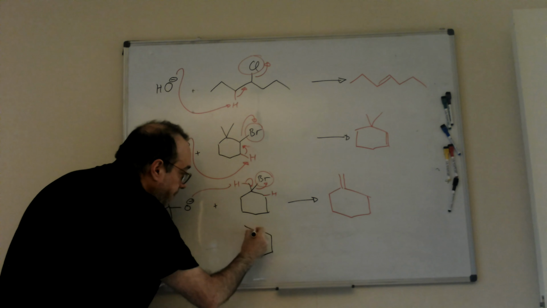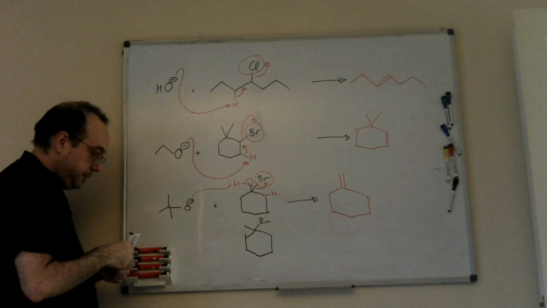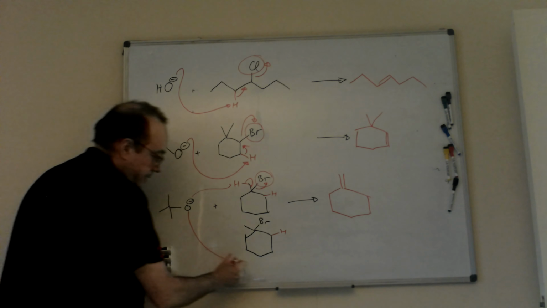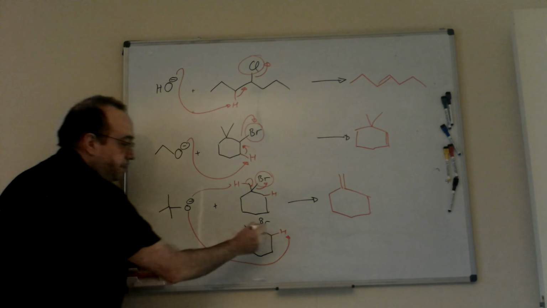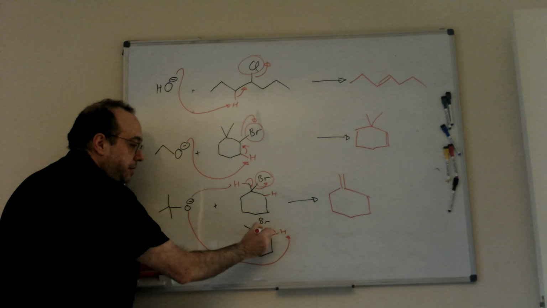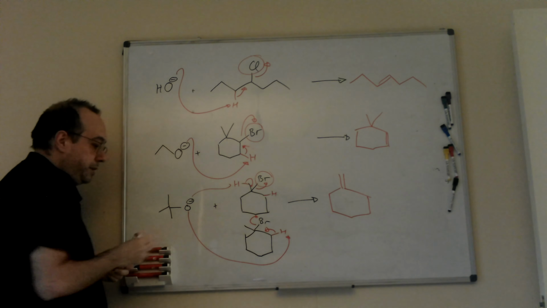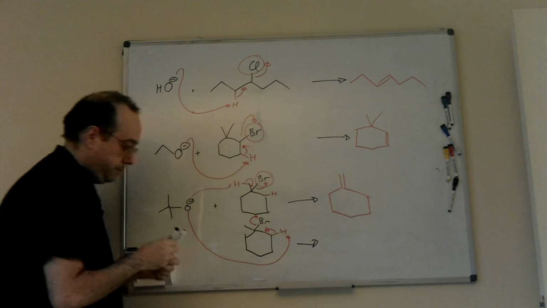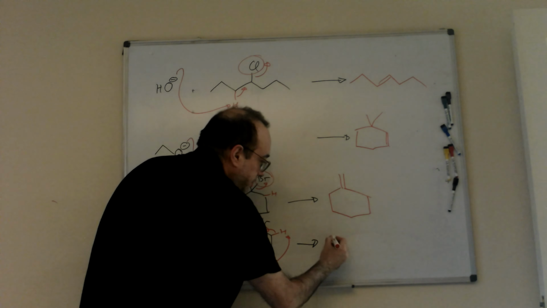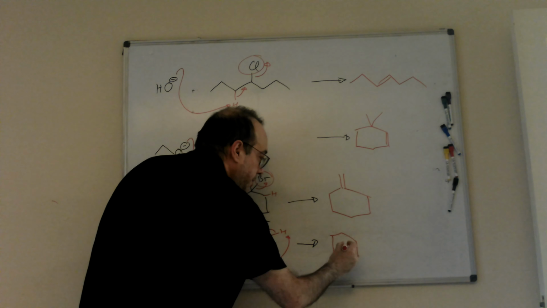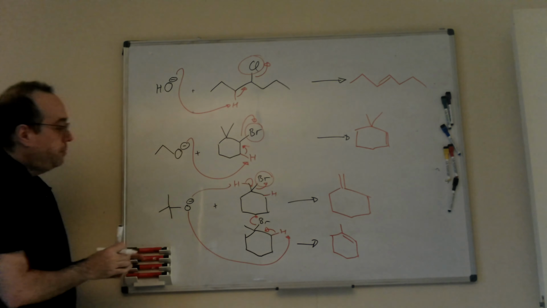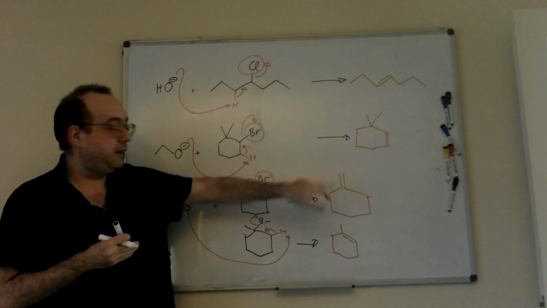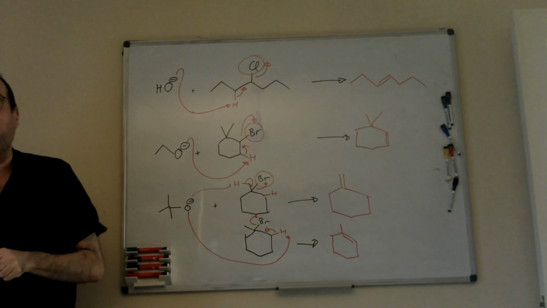However, also we can have the tert-butoxide taking this proton. The pair of electrons between the carbon and the hydrogen are forming the double bond, and the bromine group is departing to generate this final product. That means when we are doing this last reaction, we will get 2 possible products, with the double bond here or the double bond in the cycle.